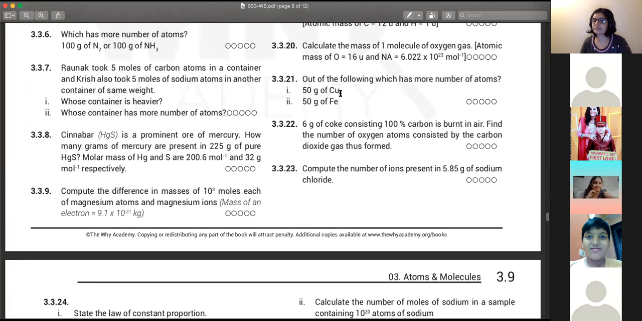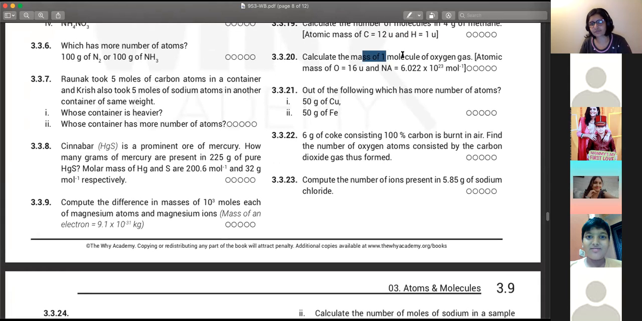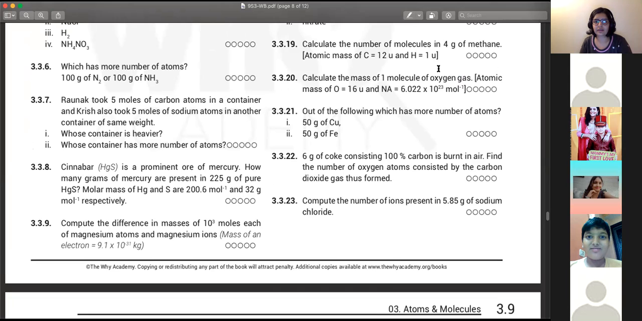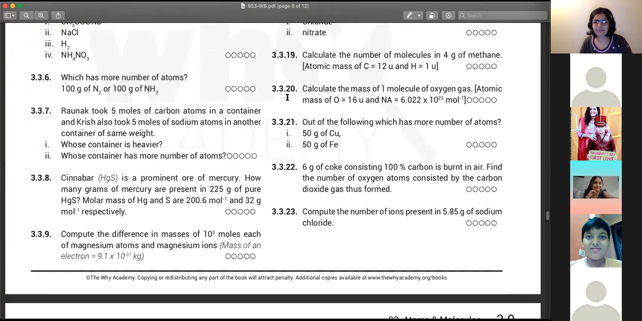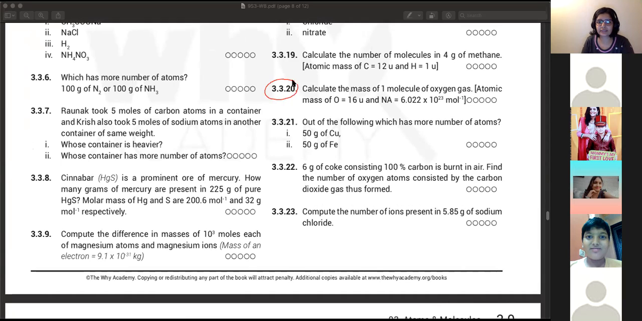Which has more number of atoms? This kind of question also we've done. Mass of one molecule, this is a good one. 3.3.20. Calculate the mass of one molecule of oxygen gas. You need to calculate the mass in grams. In AMU you already know it, but calculate it in terms of grams. You're given the atomic mass of oxygen is 16 u and Avogadro's number. So what is the mass of one molecule in grams?